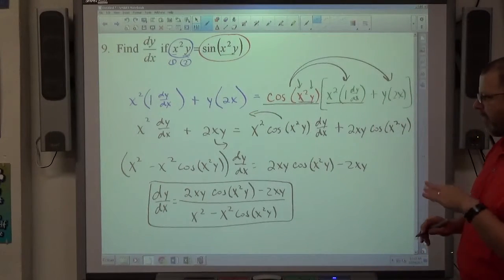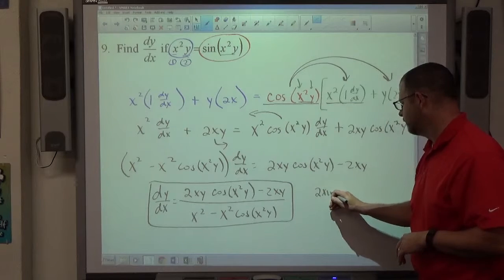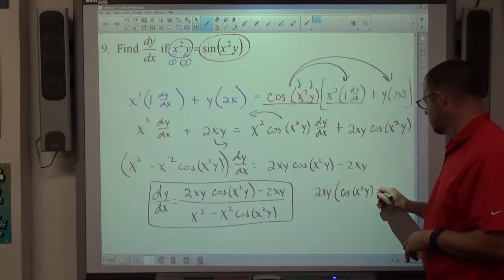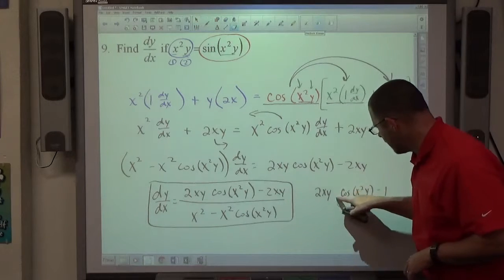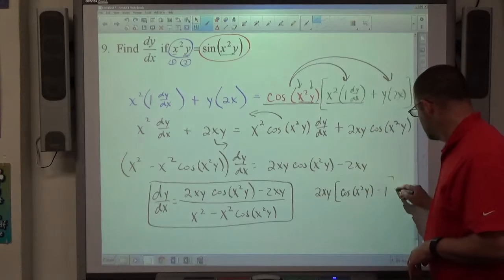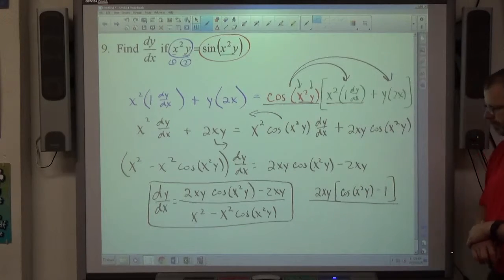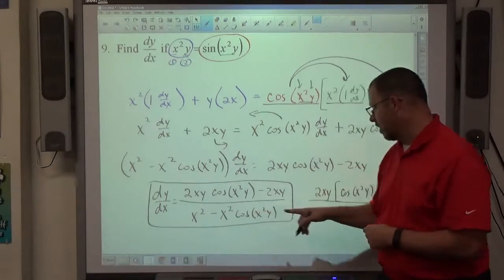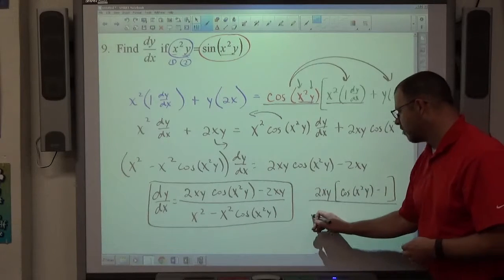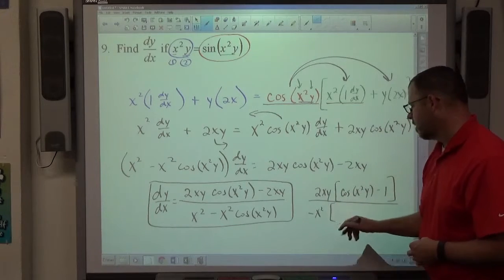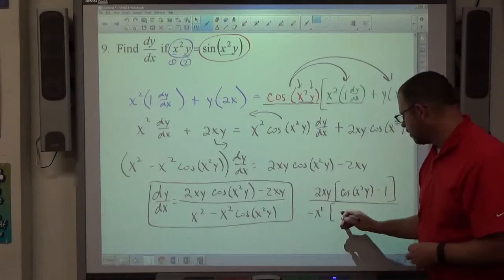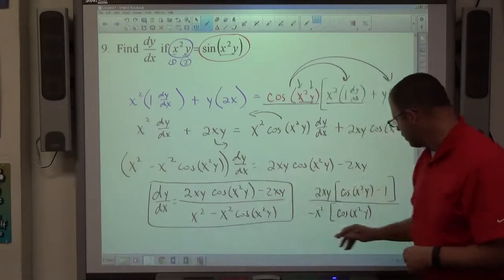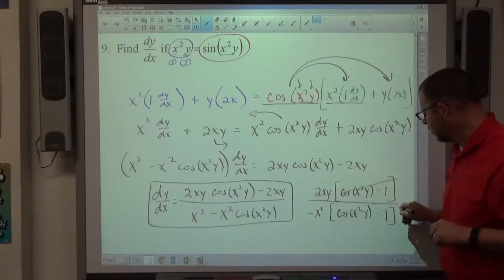If you take a look at the top, if I factor out a 2xy, there's a bracket here, it's a little easier to look at. And then on the bottom, looking at what I have here, if I take an x squared out, I'm going to be left with a 1 and a cosine of x squared y, the same two things as this with wrong signs. So I'm actually going to take a negative x squared out of that one. So it makes this one become positive. We'll put that front, cosine of x squared y. And then minus 1. Those cancel.